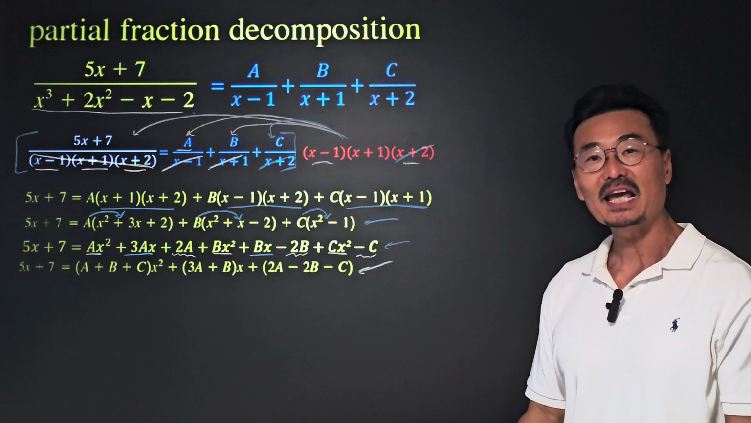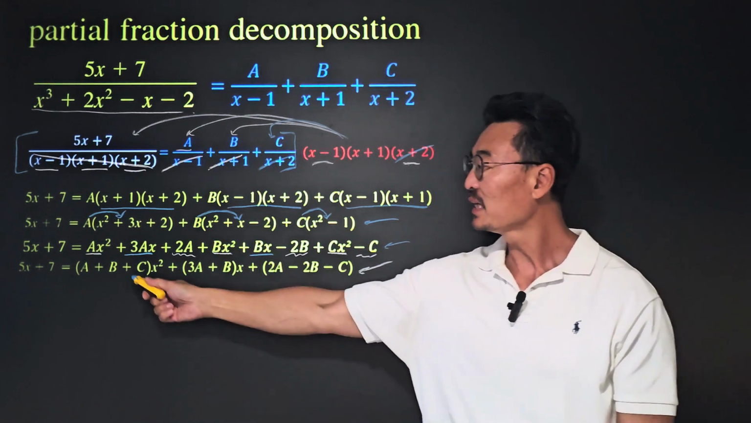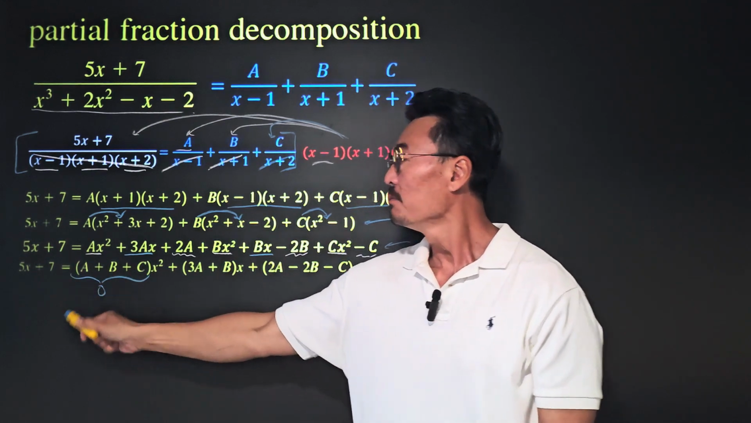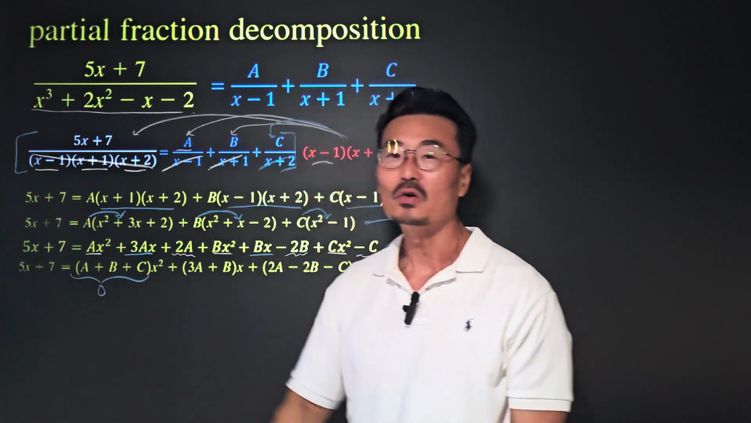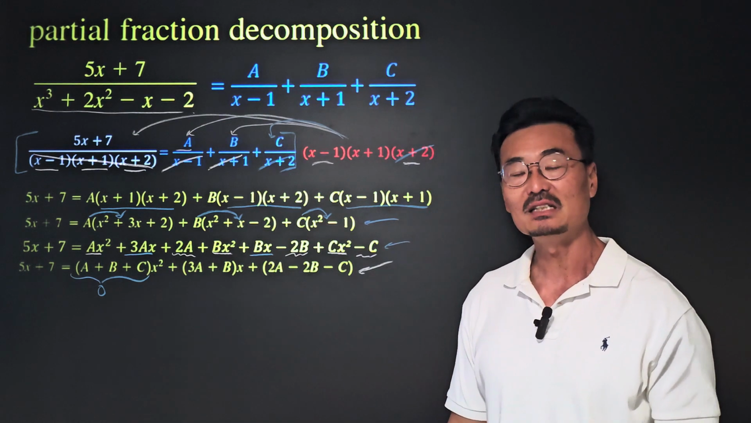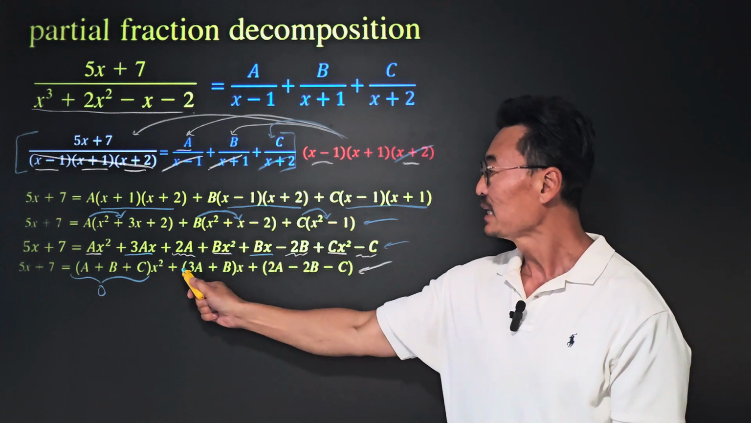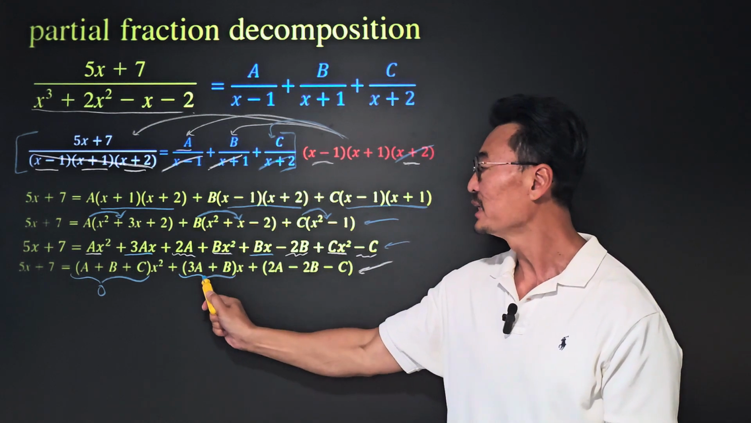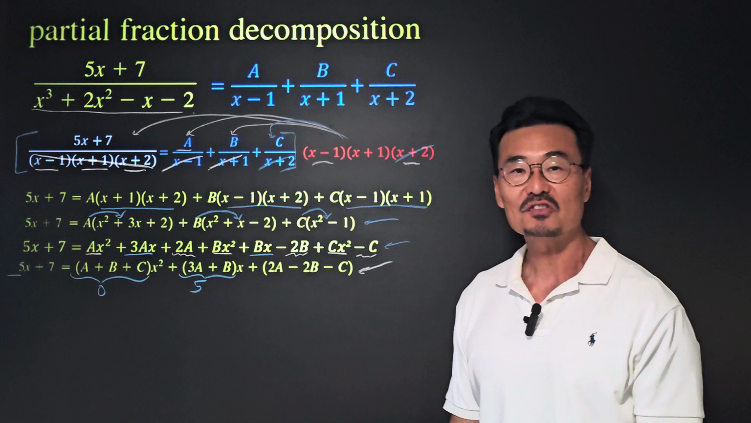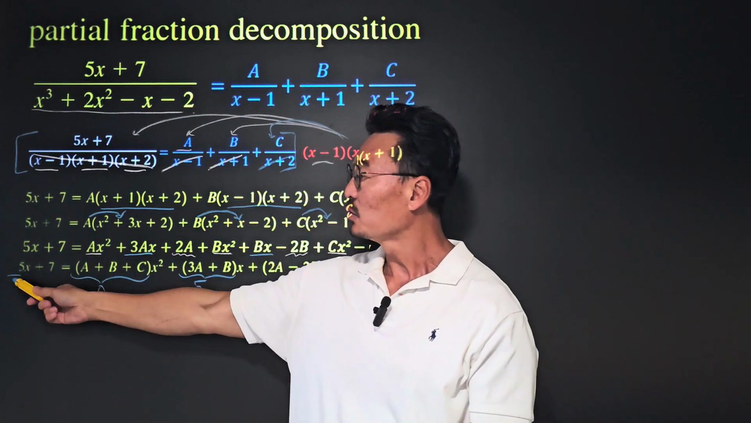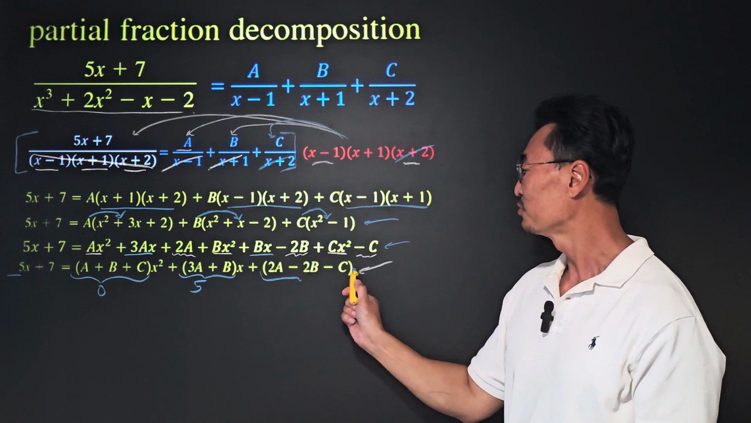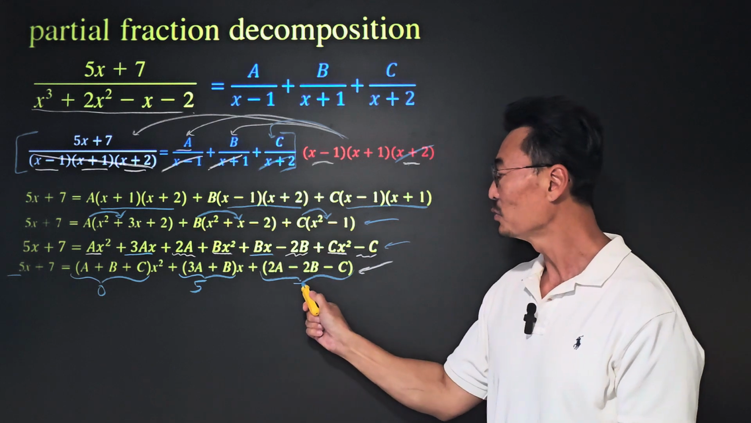Finally, to solve for A, B, and C, we want to let A plus B plus C equal 0. Why? Because if you look on the left side, there is no x squared, meaning the coefficient of x squared, or A plus B plus C, has to equal 0. And then the coefficient of x, or 3A plus B, will equal 5, since on the left side of the equal sign we have 5 as the coefficient of x. Finally, we want to let 2A minus 2B minus C equal 7.